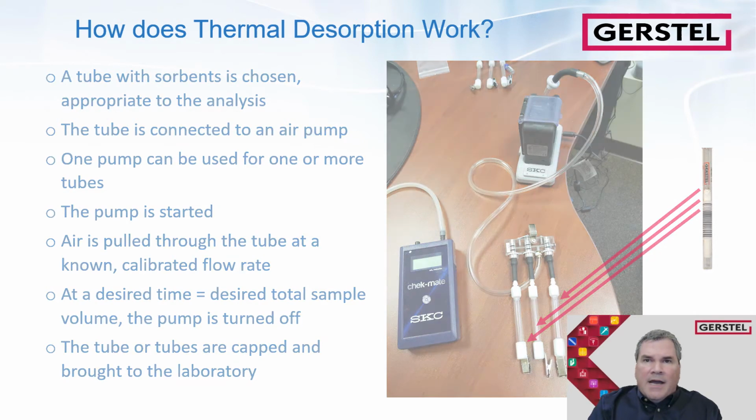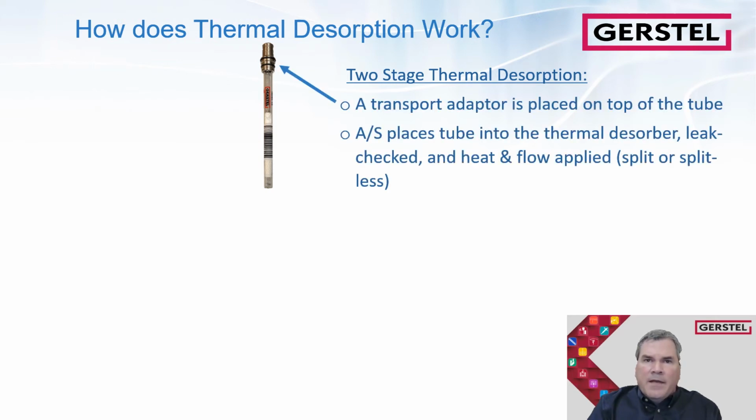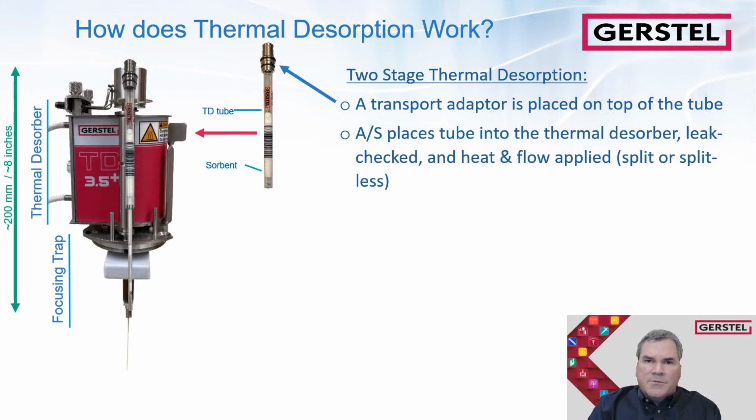So in the laboratory, they're analyzed by 2-stage thermal desorption. In the first stage, we put a transport adapter on top of this tube, and an autosampler places that tube into a thermal desorber where it's leak checked, heat and flow are applied, and this can be done in a split or splitless fashion.